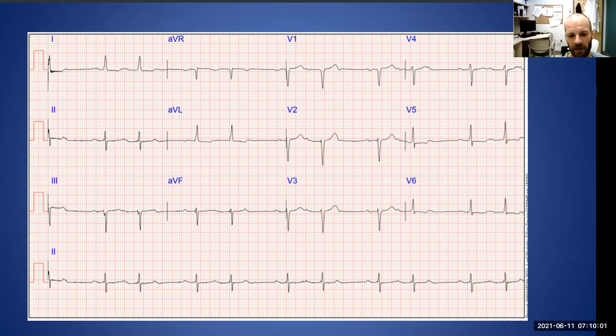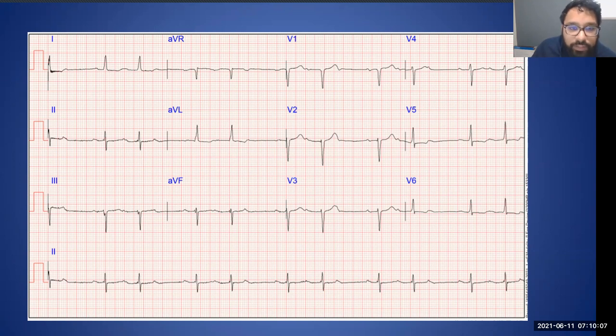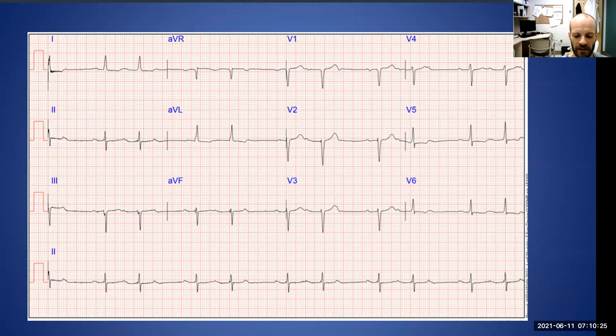What are the durations to look at? The QRS. Yep. The QRS was normal. Yep. It's less than 3 small squares. And then the QT interval was normal. The duration was half the length of the R-R interval, from one QRS to the other QRS. Very good. Perfect. Very good. So full marks. Well done.